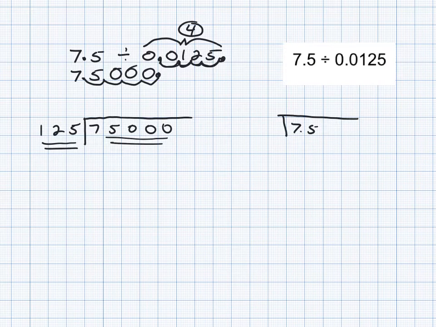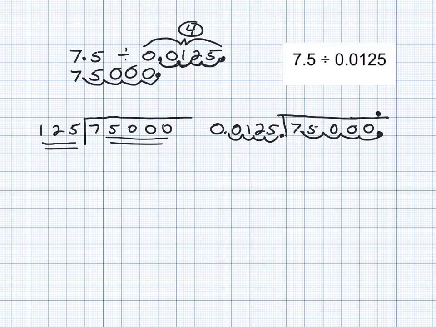7.5 divided by 0.0125. You can still do it this way. 1, 2, 3, 4. That means I have to move this one. 1, I'm going to add my zeros. 2, 3, 4. So there's my decimal, and I bring it up. So either way will get you there.